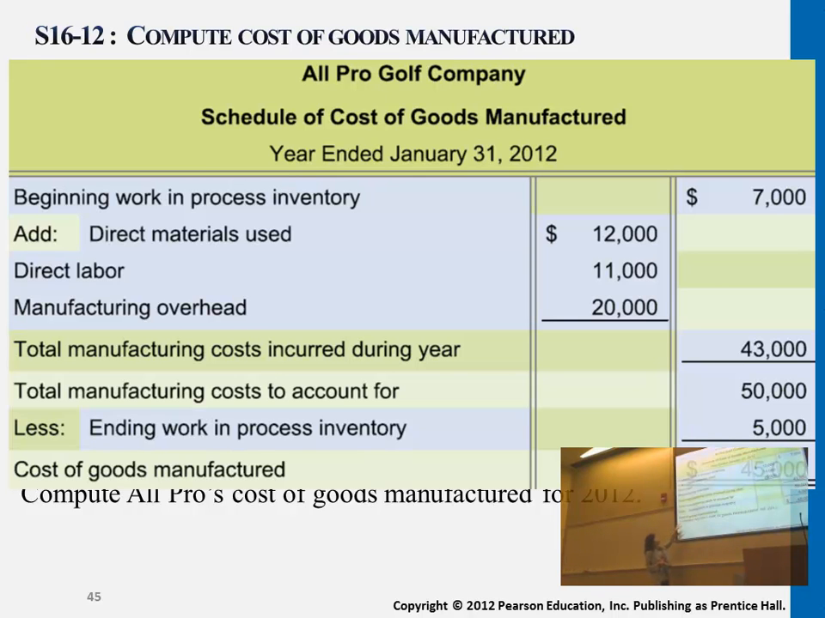So then, when it comes to December 31st, we have $5,000 worth of inventory that are not yet ready for customers. So we minus those, and we get $45,000 of completed goods. We are finished. Cost of goods manufactured.